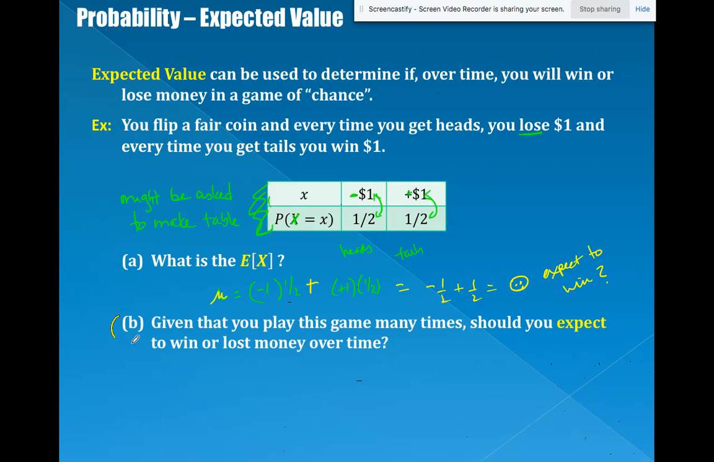So that's what this question is. It's an interpret question. Given that you play this game many, many times, should you expect to win or lose money? Oh, it should say lose, not lost. Lose money over time. And your justification with that would be my expected value of X, I probably should put square brackets, but I didn't, is 0.